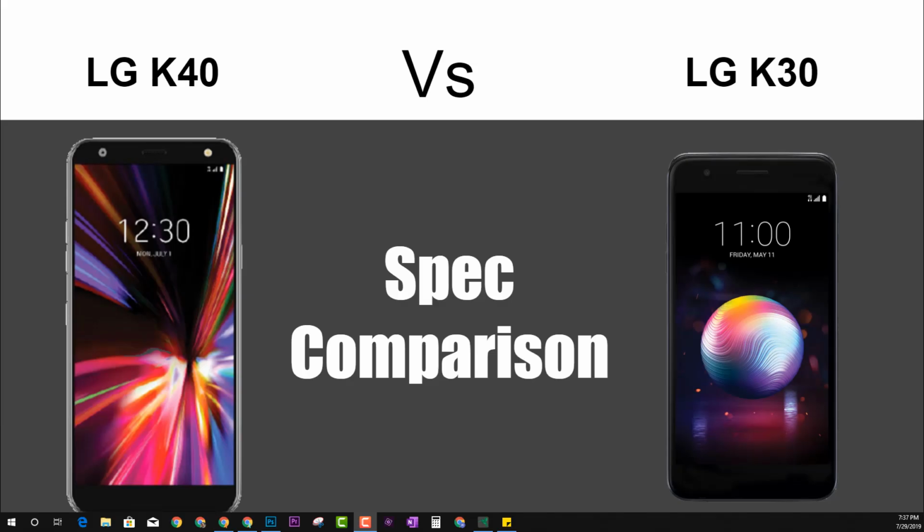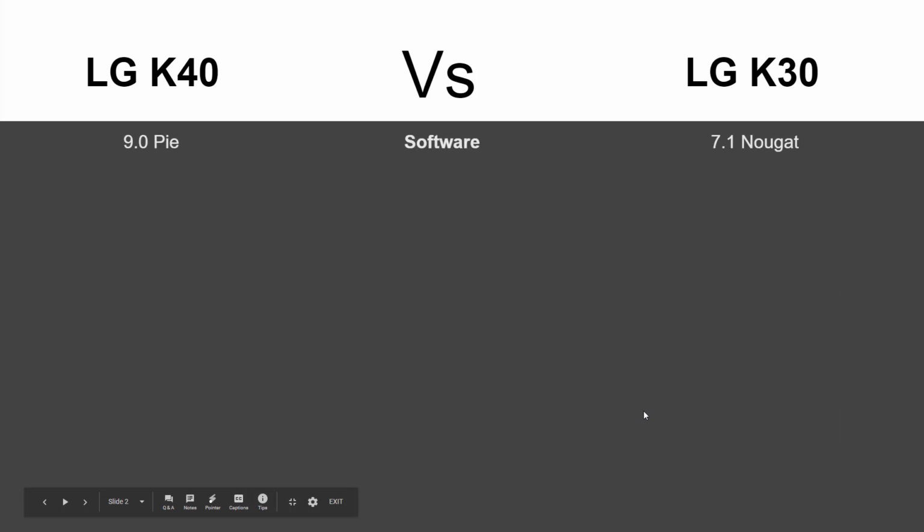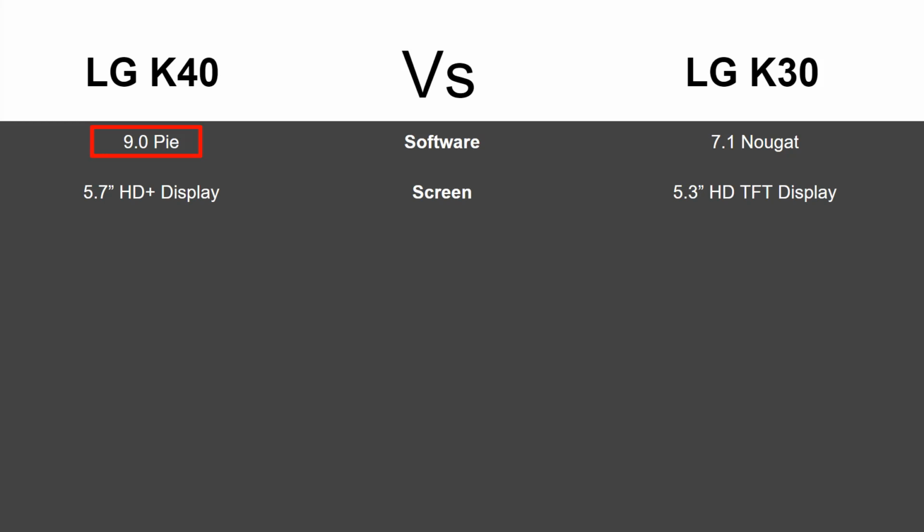Let's jump right in and take a look at the specs with last year's LG K30 and the new LG K40. So we always start with the software, and quite the upgrade. K40 has the latest Android 9 Pie software, whereas the LG K30 has 7.1 Nougat. So you're getting quite the upgrade when it comes to the new phone. When it comes to the screen size, you're getting a 5.7-inch HD plus display on the K40, basically 0.4 inches bigger than the K30, and also 0.4 inches bigger than the K20, because K20 and K30 had the same size screen. So we're finally getting a real upgrade in terms of screen size.